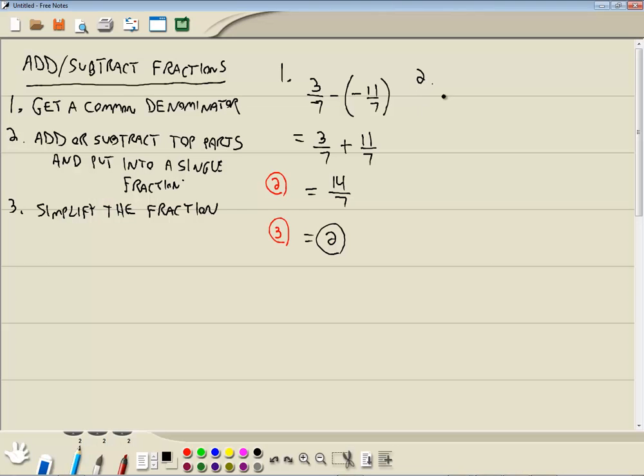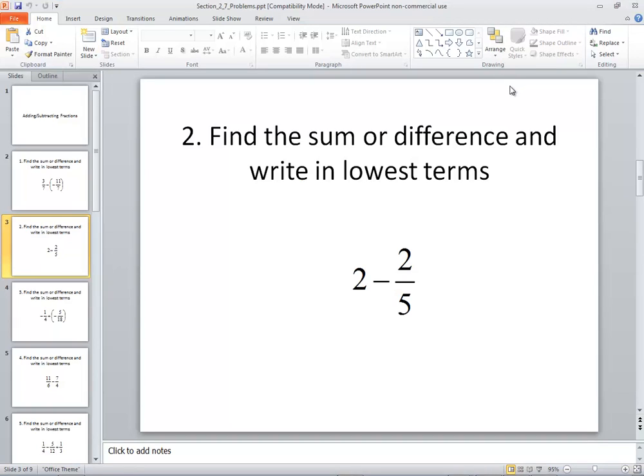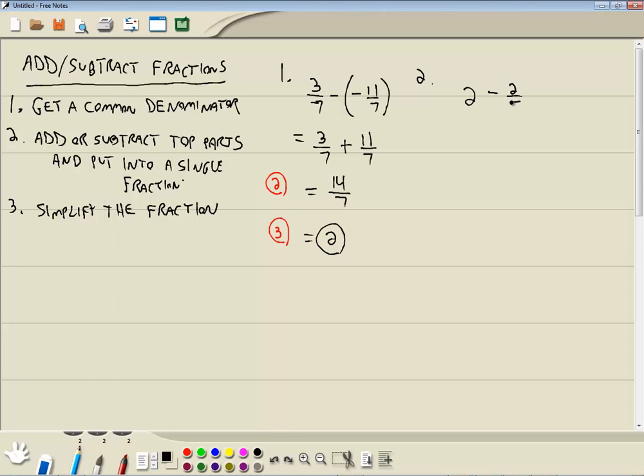Okay, let's look at this one. We got 2 minus 2/5. As always, if we add, subtract, multiply, or divide fractions, we want them both to be fractions. So I'll put the 2 over 1 minus 2 over 5. Okay, step 1. We want to get a common denominator. Now, whenever you have a denominator that's a 1, then your common denominator will always be the other one. So 5 is our common denominator. And this one already has a 5, so I'll leave it alone.